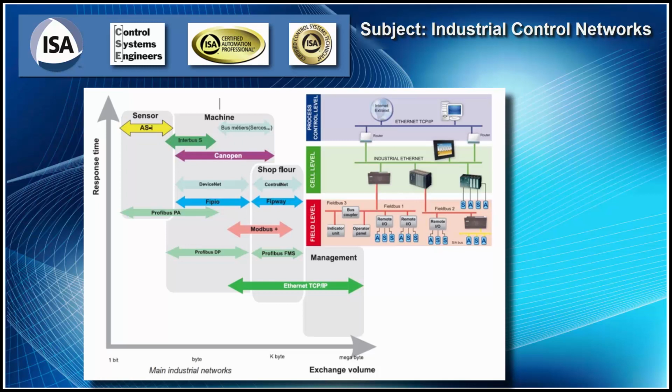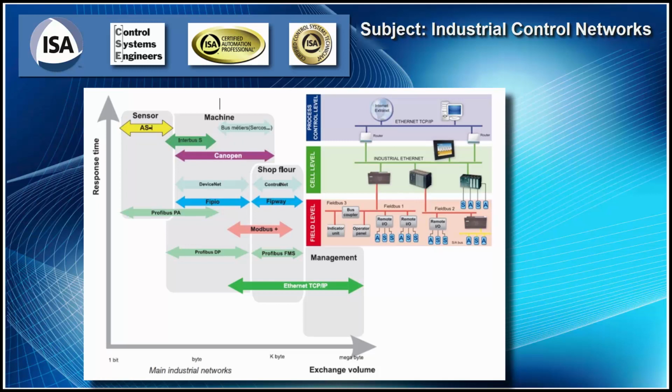So as you see, Ethernet, TCP/IP, this could be like PROFINET or Ethernet IP or EtherCAT. These are very fast networks, and they respond very quickly, and they handle megabytes of data. While if you're looking at Profibus DP, we're in the bytes, and if we're looking at DeviceNet, we're into the bytes of data being transferred.